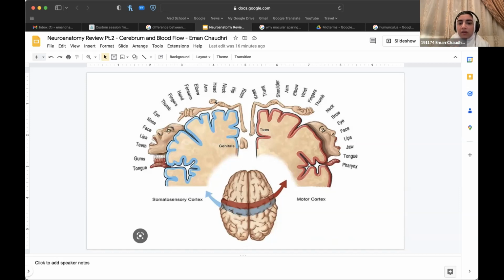Now remember, medial, lower limbs, lateral, or kind of moving more laterally, upper limbs. Most lateral, you're going to have your head and neck, mostly the oral area. So your face, so your teeth, your gums, your tongue, motor and sensory, okay?